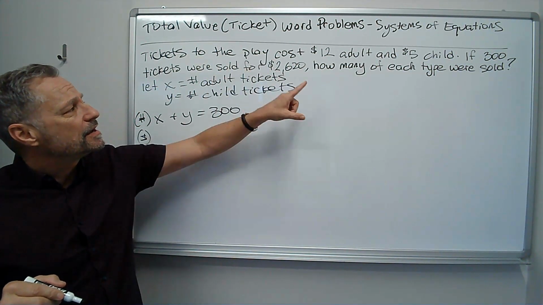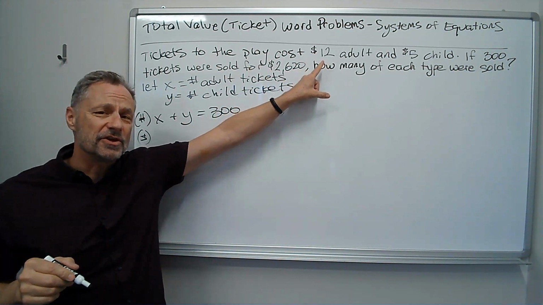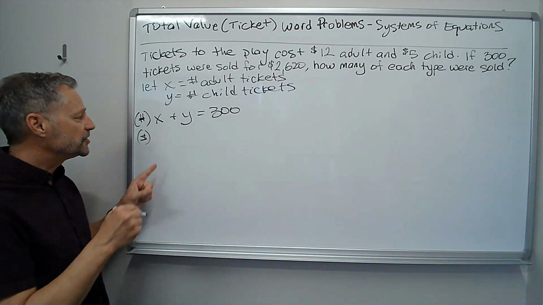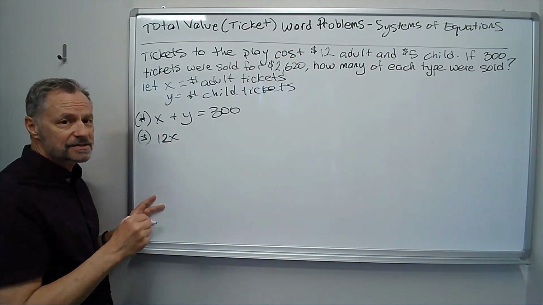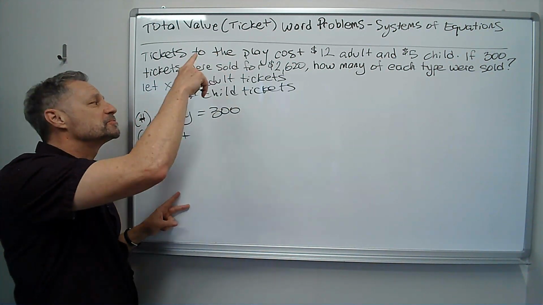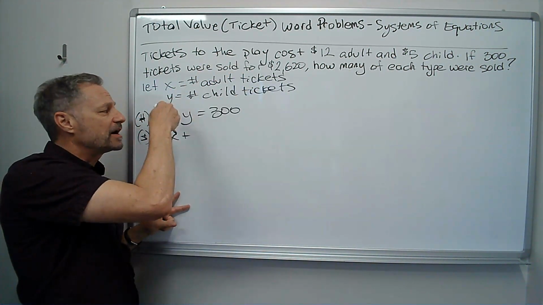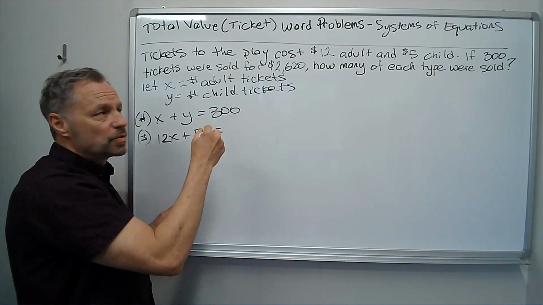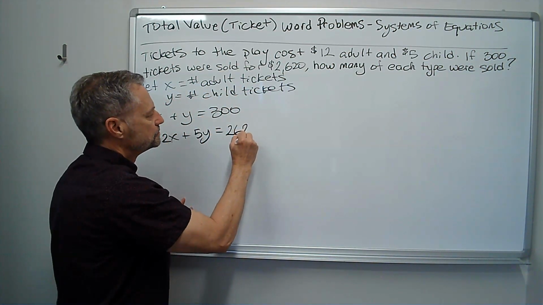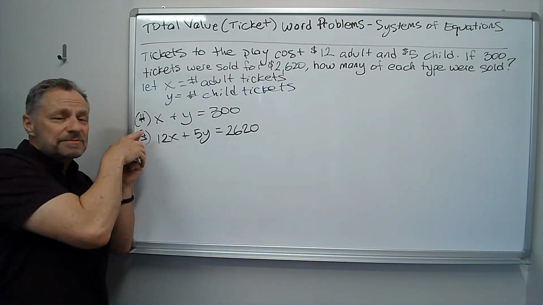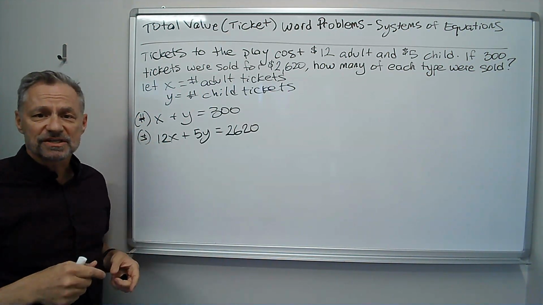Well, the total value of the adult tickets is $12 times the number of adult tickets. So it's going to be 12x, plus the child money is $5 times the number of child tickets. So 5y. And that's going to be my 2620. All right, so that's the idea. That's my setup. Those are the equations. Now we're just going to solve these.